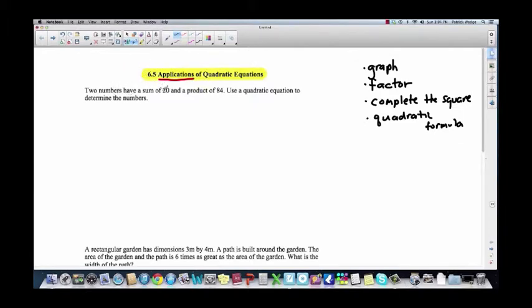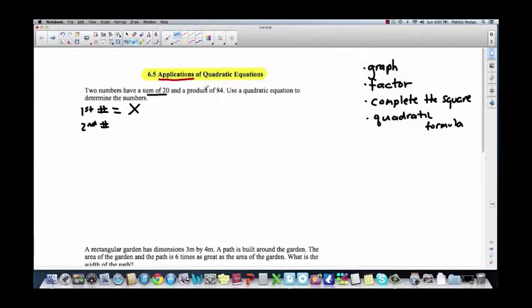Two numbers have a sum of 20 and a product of 84. Use a quadratic equation to determine the numbers. Alright, well, there's two numbers, so if you know nothing else, you could write down first number, second number. And guess what we're going to call the first number? Well, anything you want, A, B, C, D, but I'll call it X. They have a sum of 20.